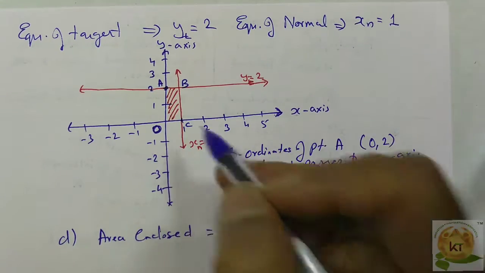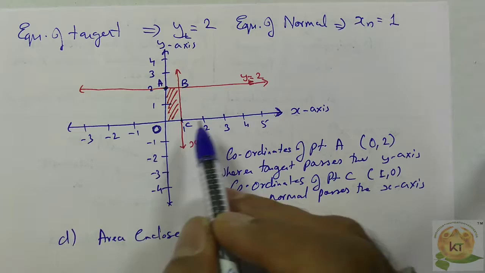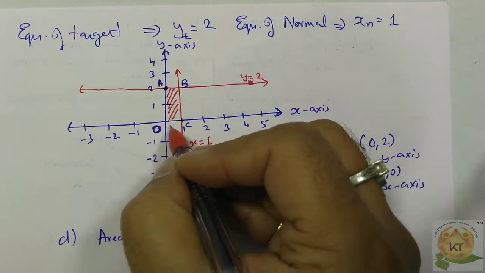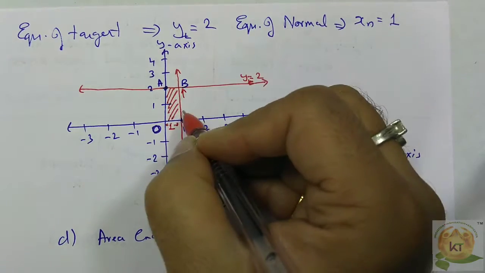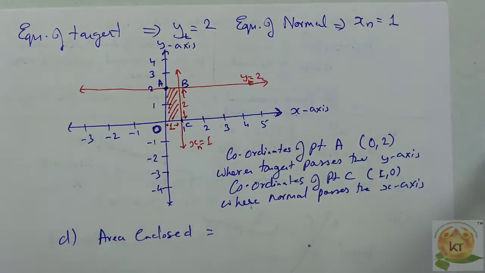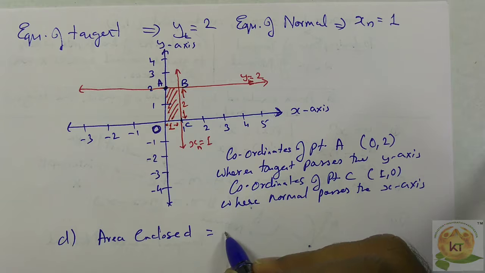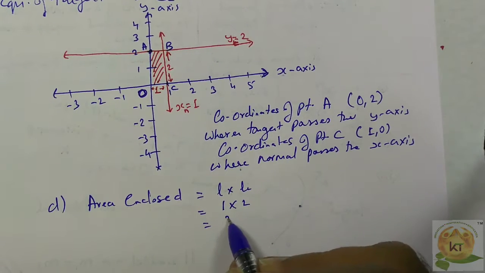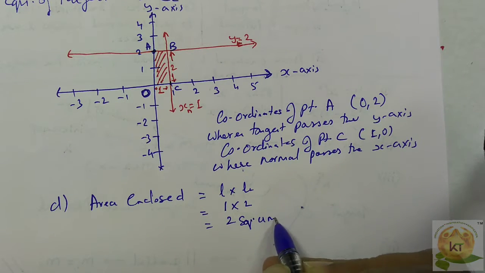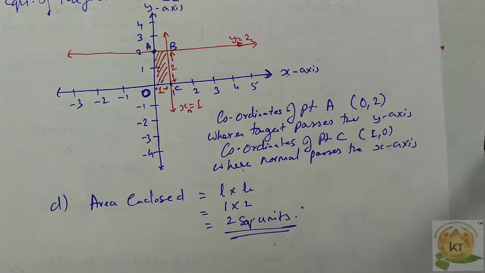of a rectangle, right? So we know that this is how much. Here I have this as 1 unit, which I can take as length, and I can see very well from the graph this is nothing but 2 units. So the area enclosed would be length into breadth, that is equal to 1 into 2. So my area is nothing but 2 square units. So that's how simple the question is.